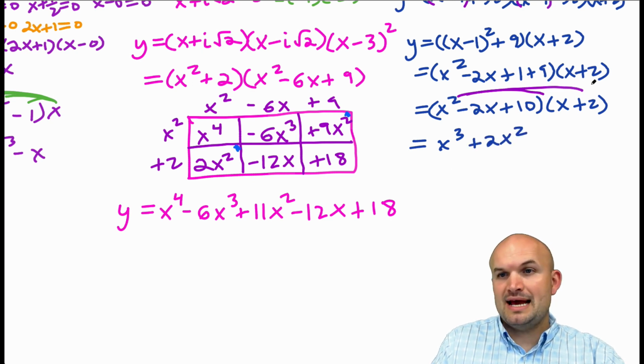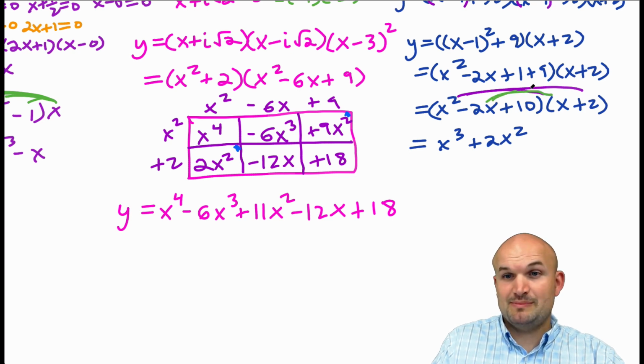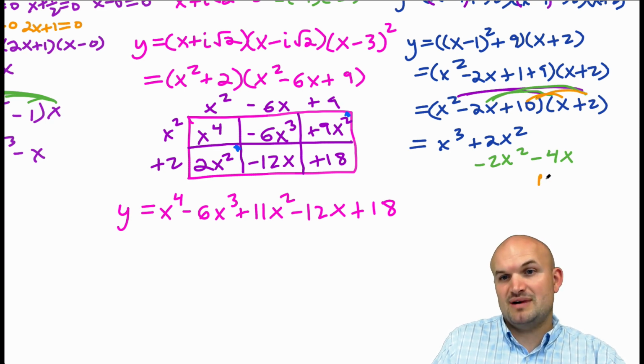Okay? And then now I'm going to take the negative 2x. Make sure you keep that negative with it. So now I'm going to do negative 2x times x is a negative 2x squared. Negative 2x times 2 is going to be a negative 4x. And then I'm going to take my last term and multiply that. So 10 times x is 10x, positive 10x, right? And then 10 times 2 is 20.